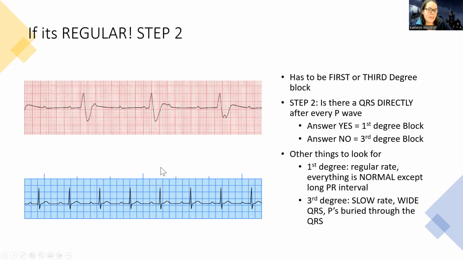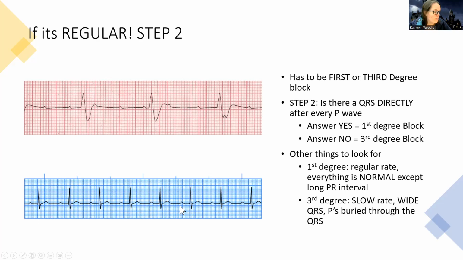Some other things: let's say you like more. If you do want to add more and not keep it simple, some other things you can look at to verify that you are actually looking at what you think you're looking at. With a first degree block like this one at the bottom, the blue one, it has a regular rate.